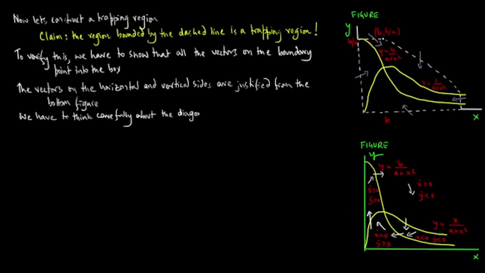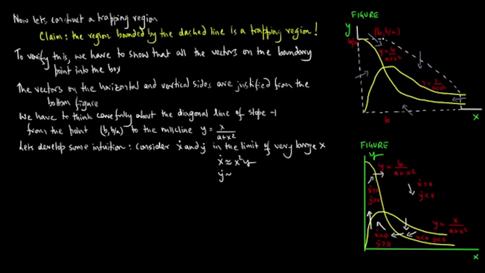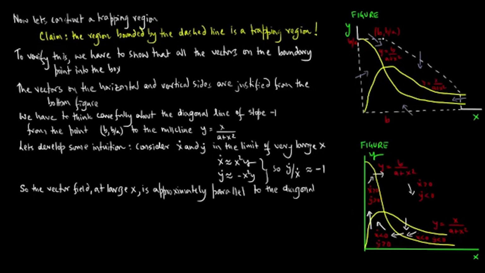about the diagonal line of slope -1 from the point (b, b/a) to the null line y is equal to x divided by a plus x square. Let's develop some intuition now. So consider x dot and y dot in the limit of very large x. So x dot is approximately x square y, and y dot is approximately minus x square y. So y dot divided by x dot is approximately -1. So the vector field at large x is approximately parallel to the diagonal line.